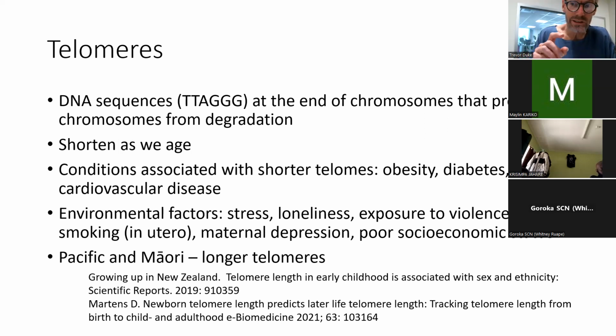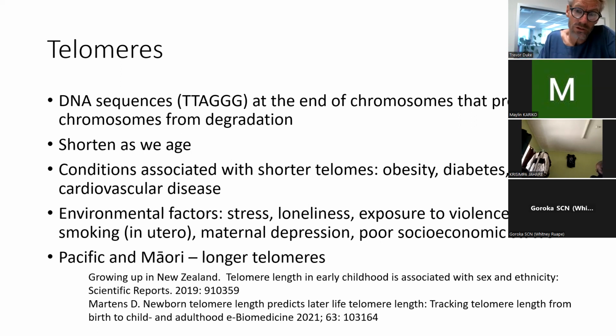But these telomeres shorten with age. They're just DNA sequences, TTAGGG, so thymine, adenine, guanine. They're just small DNA sequences, but they shorten as we get older. And it's been known that as telomeres shorten, they can be associated with certain conditions like obesity and diabetes and cardiovascular disease, that of course are metabolic diseases of adulthood.